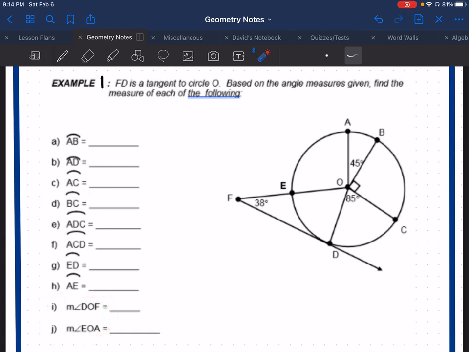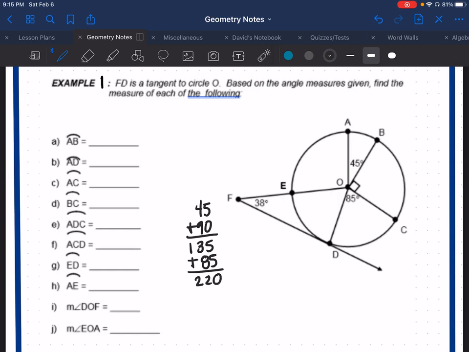So let's go ahead and start, and let's keep in mind that this whole circle O measures a total of 360 degrees. Always, a circle is 360 degrees. Okay, so let's start adding stuff up. I can see that I have 45 degrees, 90 degrees, and 85 degrees. So we've got 45 plus 90, that's 135, plus the 85, that's going to give me 220.